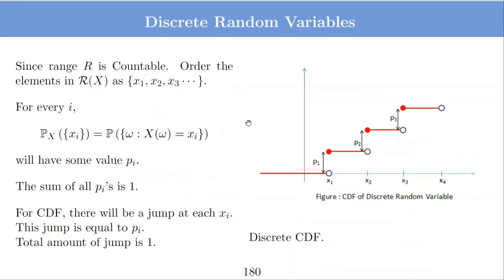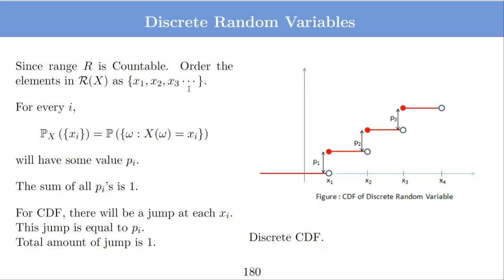Okay, so now we can extend this example to other cases also. Suppose the range of R is countable. Then of course, if it's countable, we can order the elements into x1, x2, x3 in increasing order, or even in any order, you can have x1, x2, x3.